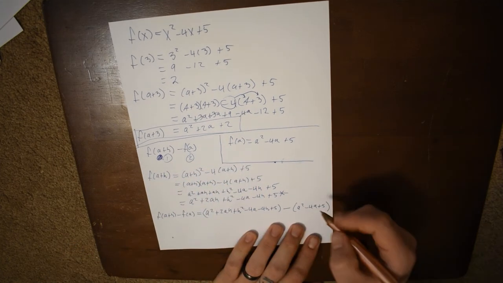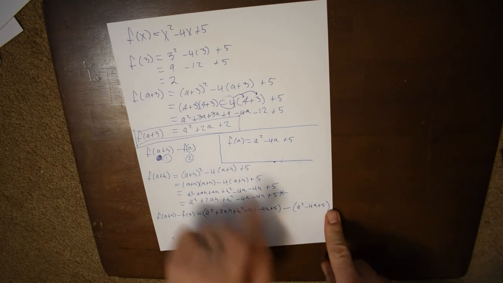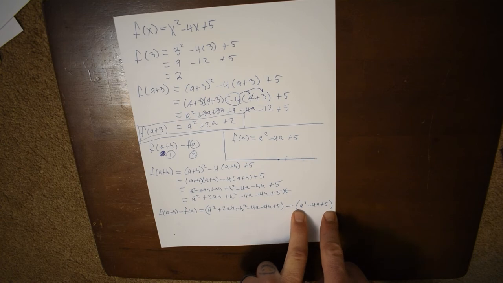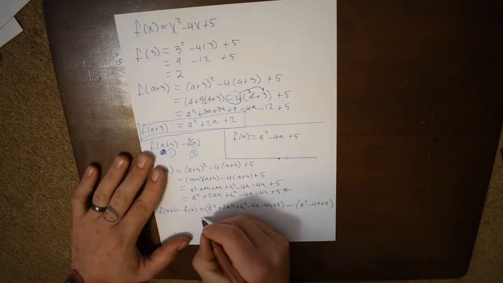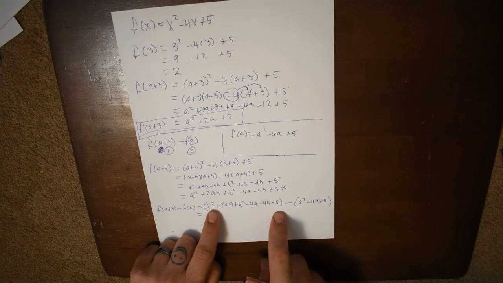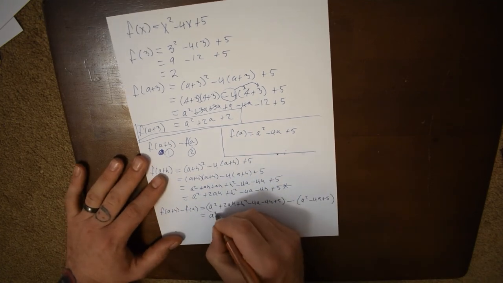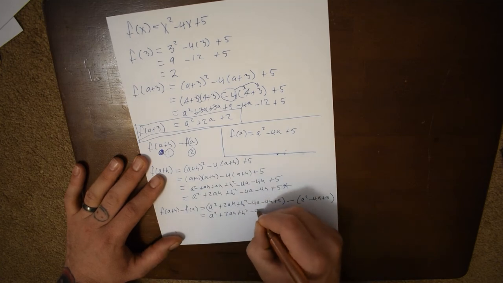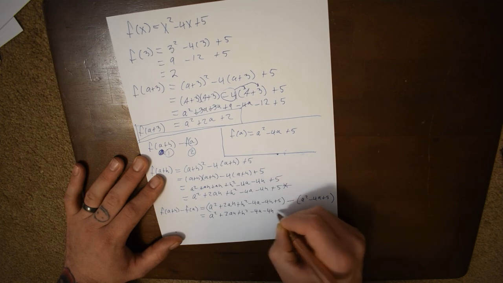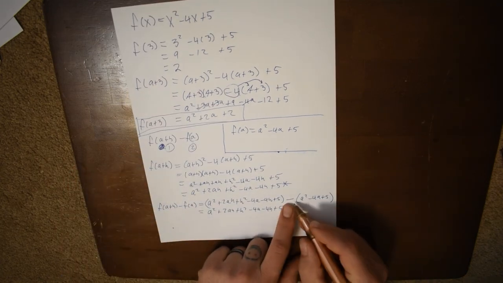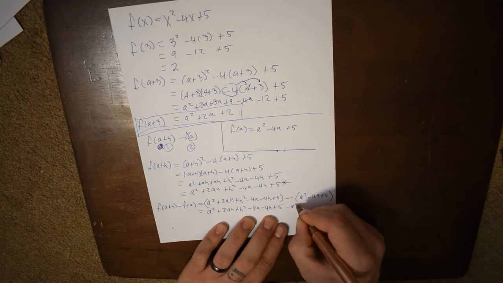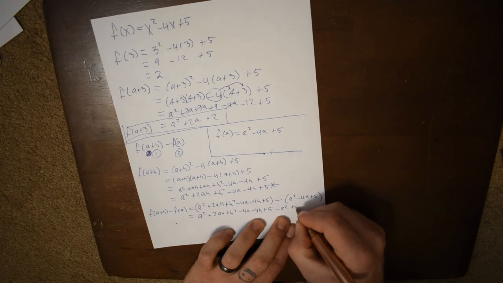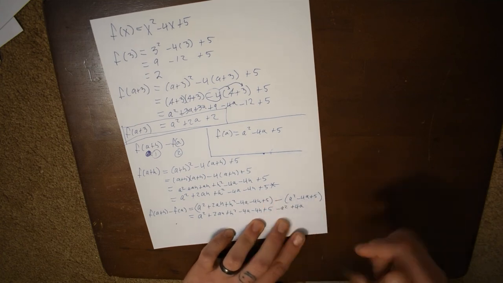Be careful because you need these parentheses. We are subtracting all of f of a, so we have to make sure that all of f of a gets in parentheses. We're going to simplify. I only put these parentheses here to draw your eyes to them. A squared plus 2ah plus h squared minus 4a minus 4h plus 5. And then we're going to subtract an a squared. Then we're going to subtract a negative 4a, and we're going to add 4a, and then we're going to subtract a 5.